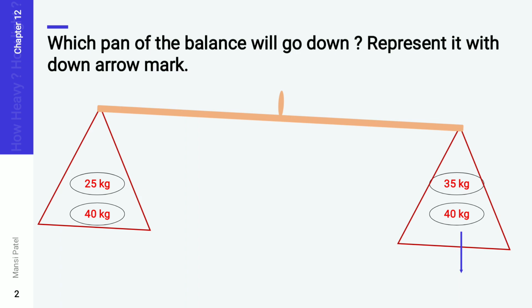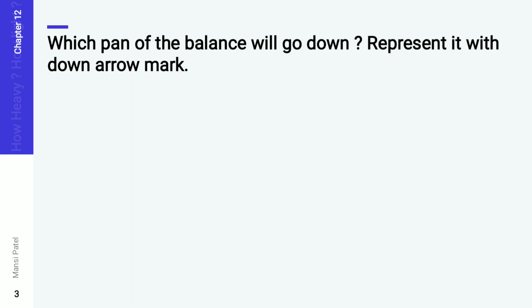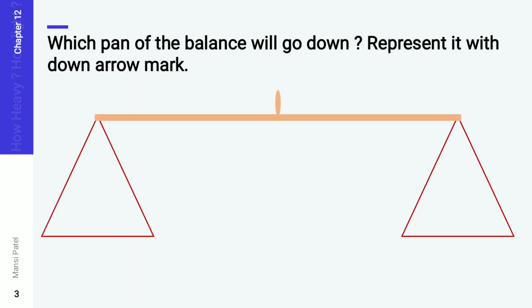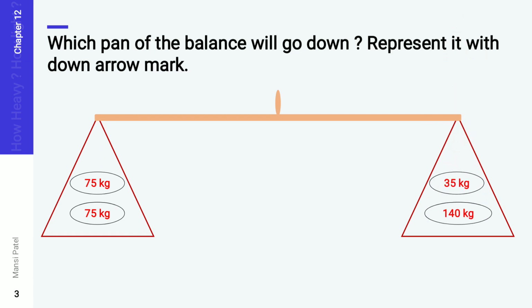Let us see another example for the balancing pan. In this also you have to represent one down arrow. Where do you have to mark it? Yes, on the side which has the maximum weight. On the first side there is 75 kilogram and 75 kilogram. What is the addition of it? That is 150 kilogram. Whereas on the other side there is 35 kilogram and 140 kilogram. What is the addition of this?